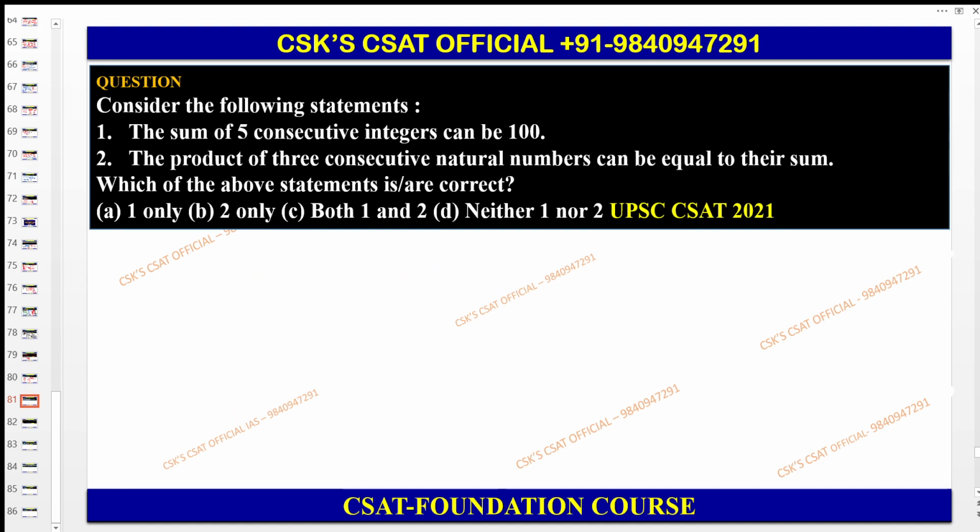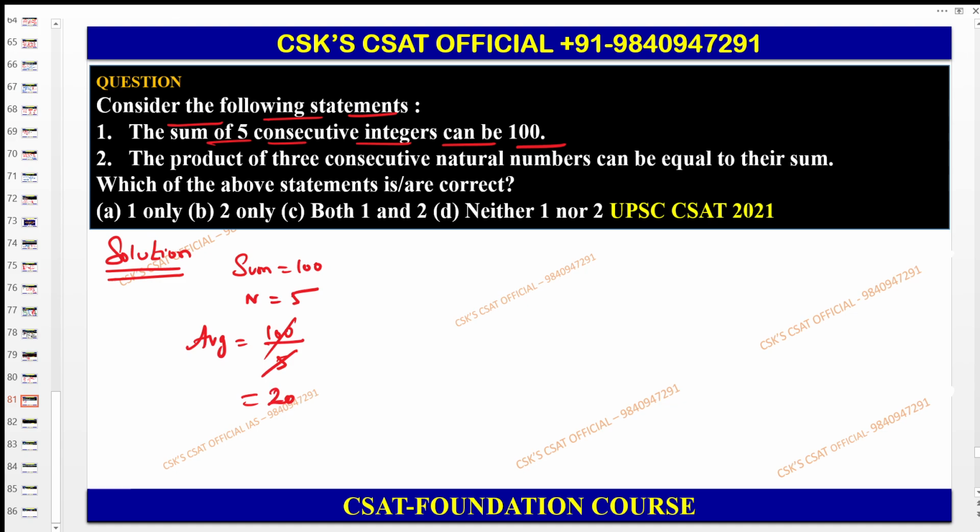Yes, very good question. This question is a very good question, but here you need to be simple. Try to understand the question, then it is very simple. Consider the following statement. The sum of 5 consecutive integers can be 100. Listen, the sum has been provided. Sum is equal to 100, n is equal to 5. Can you find the average? Average is nothing but sum by n. You know the concept here. 20. So you know the average is 20. Average 20 means here two numbers will be there, here two numbers will be there. So here you put 19, 18, then 21, 22. Add these numbers. Check whether you are getting 100.